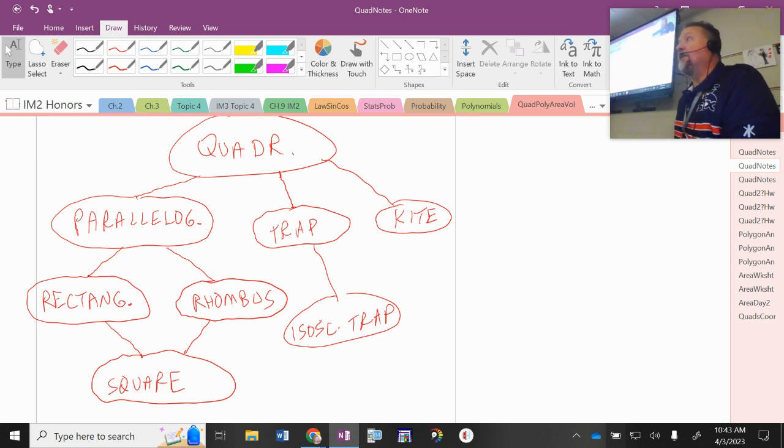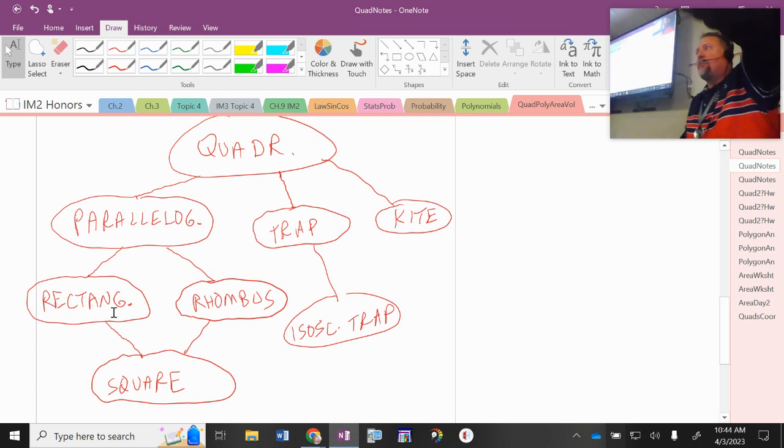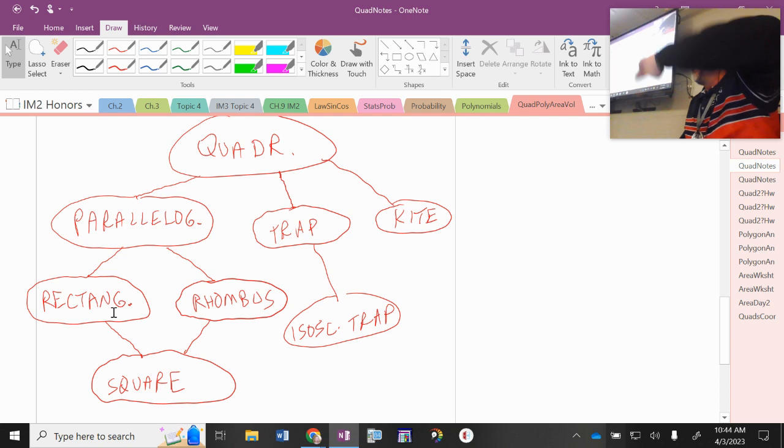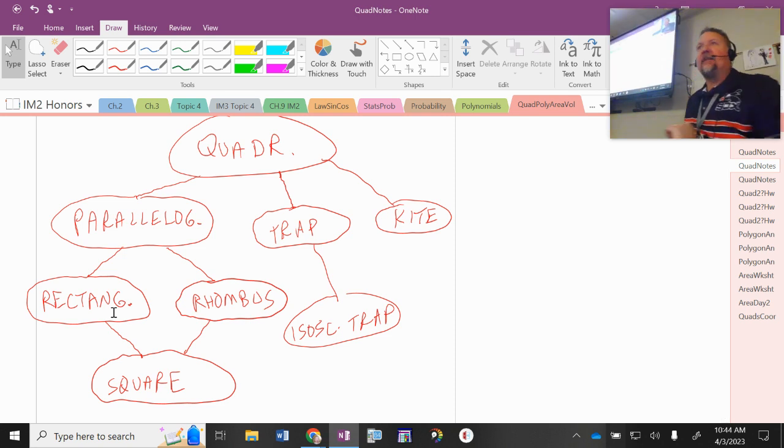Is a square a rhombus? 3, 2, 1, go. Always, because a square has all rhombus properties. Is a rhombus a square? Sometimes. That's how it works when you go up or down the tree branches. It's very simple once you look at that diagram how to answer those questions. That's all I got for you all.